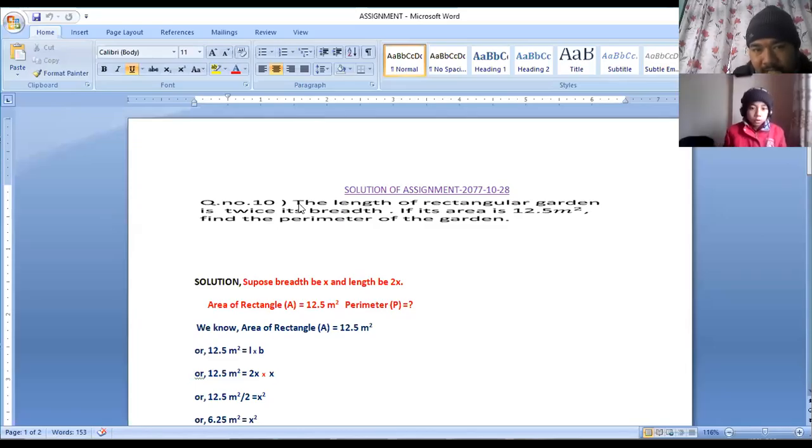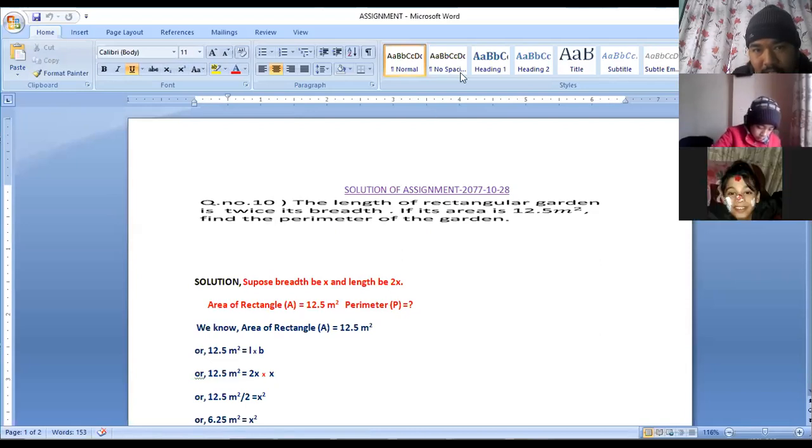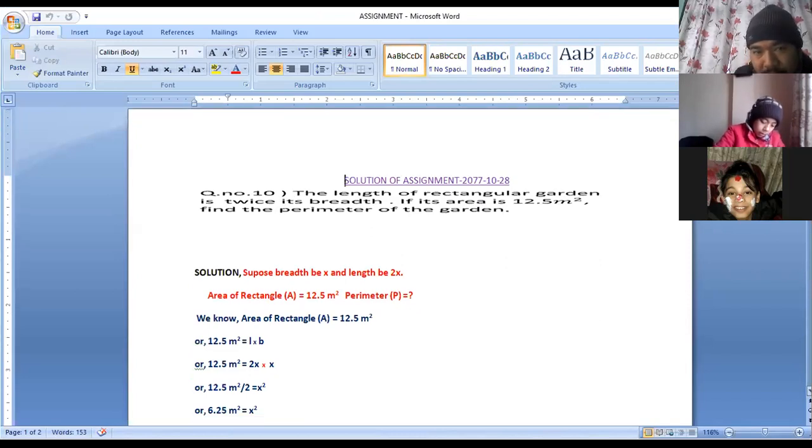Question, you can read, look here. The length of the rectangular garden is twice its breadth. If the area is 12.5 meters square, find the perimeter of the garden. It was the question, right?